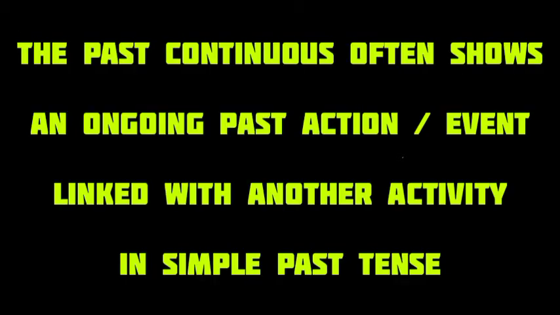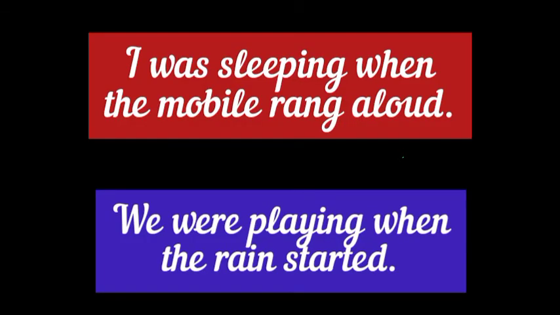Moreover, the past continuous tense often shows a continuous past action linked with another action in the simple past tense. In other words, the past continuous tense shows while a certain action was going on at some time in the past, another past activity took place. And while we show the continuous past activity in past continuous tense, we show the other past activity in simple past tense. For example, I was sleeping when the mobile rang aloud.